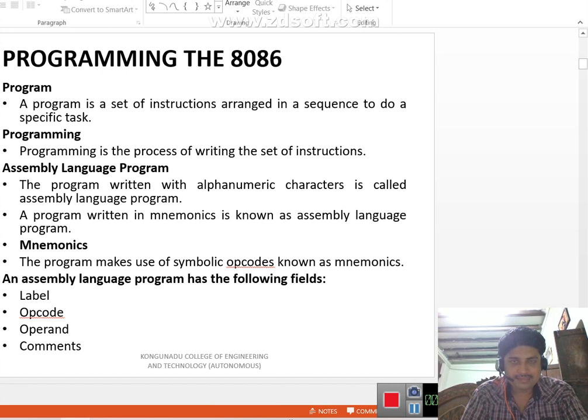The ALP has the following fields. First is the label, second is the opcode, third is the operand, and fourth is the comment. The label defines a particular name for the programming language. The opcode defines some symbolic nature. The operand defines the data for the instruction, and comments describe the instruction you have given that is fetched to the memory location. So these are the four important fields we discussed in programming the 8086 in ALP, assembly language program: label, opcode, operand, and comments.